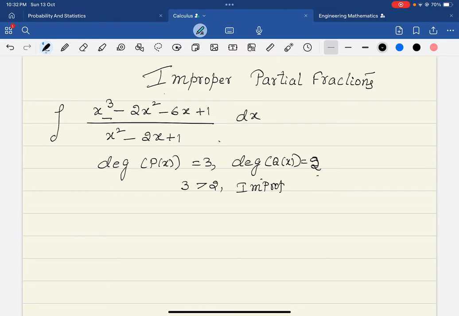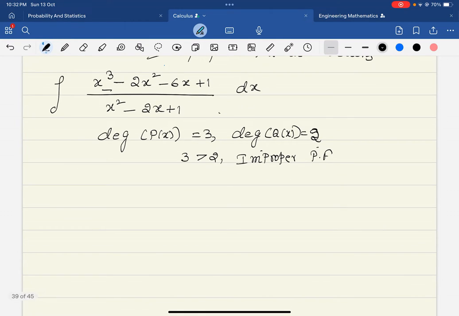First we have to conclude whether it is proper or improper. Now there is a process here to do this integration. So just before going to the division of this type, I would like to do a small normal division.